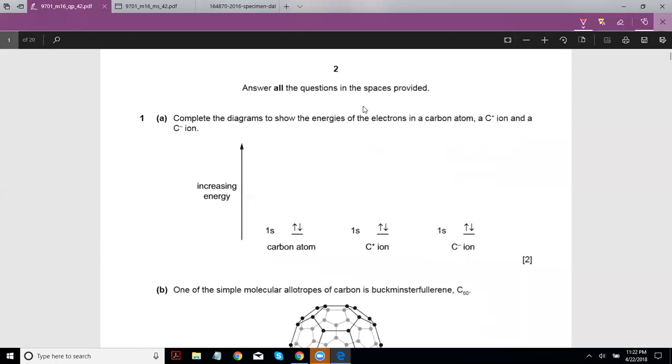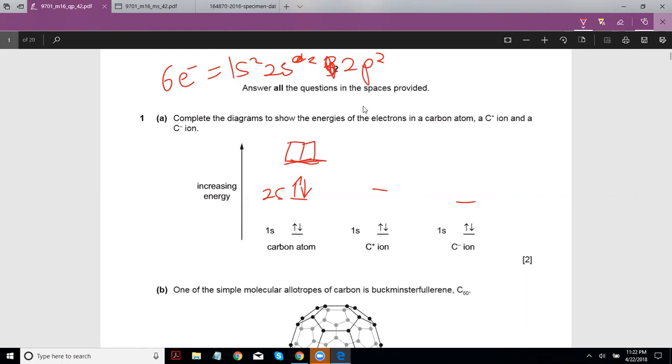So yeah, complete the diagrams to show the energies of the electrons in a carbon atom. A carbon atom has 6 electrons, so you have 2s2 and 2p2. Excuse the shitty handwriting. So you draw the 2s here somewhere, and then you draw the 2p boxes as well.